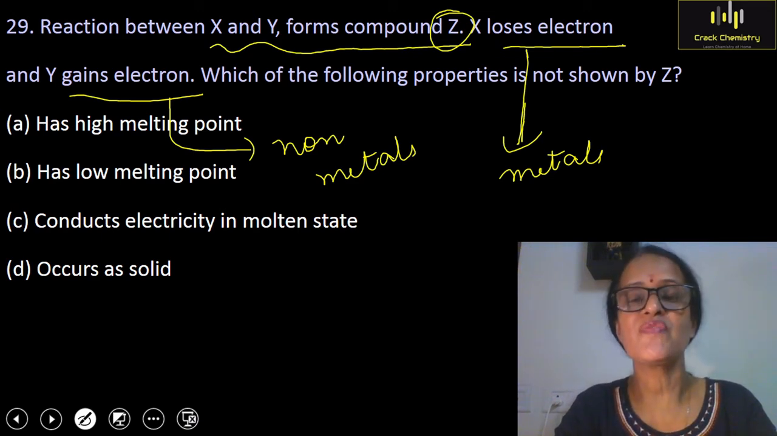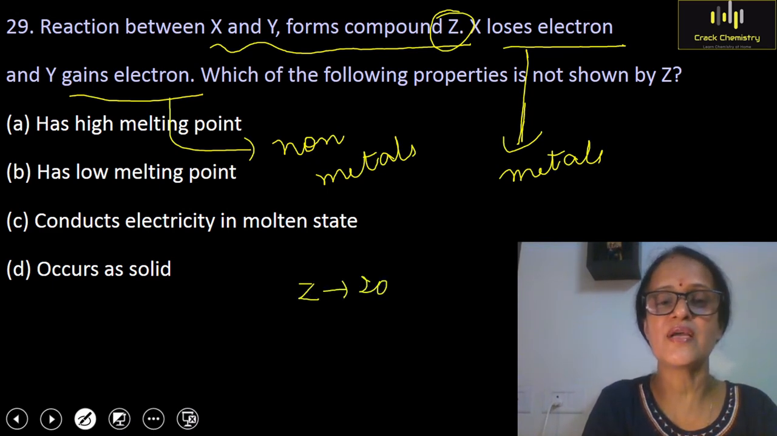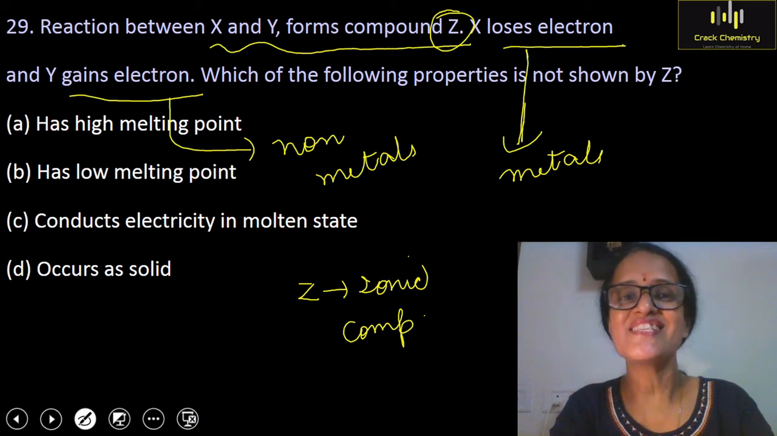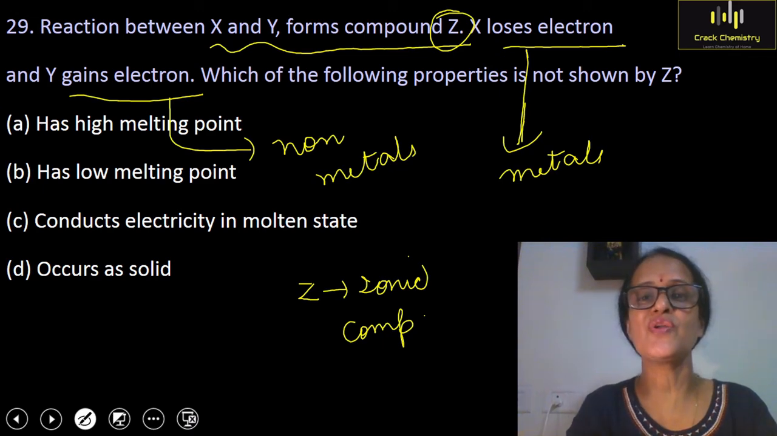It means Z is formed by the loss and gain of electrons between metals and non-metals. Such types of compounds, which are formed by the loss and gain of electrons by metals and non-metals, are called ionic compounds. So our conclusion is that Z is an ionic compound. This is the analysis we have done about X, Y and Z. Now we will come back to the question. They are asking you which of the following properties is not shown by Z.